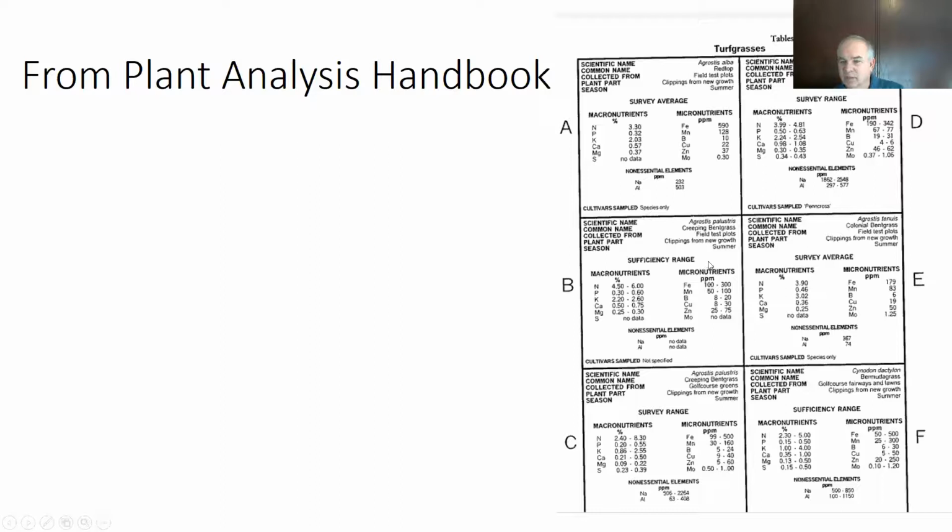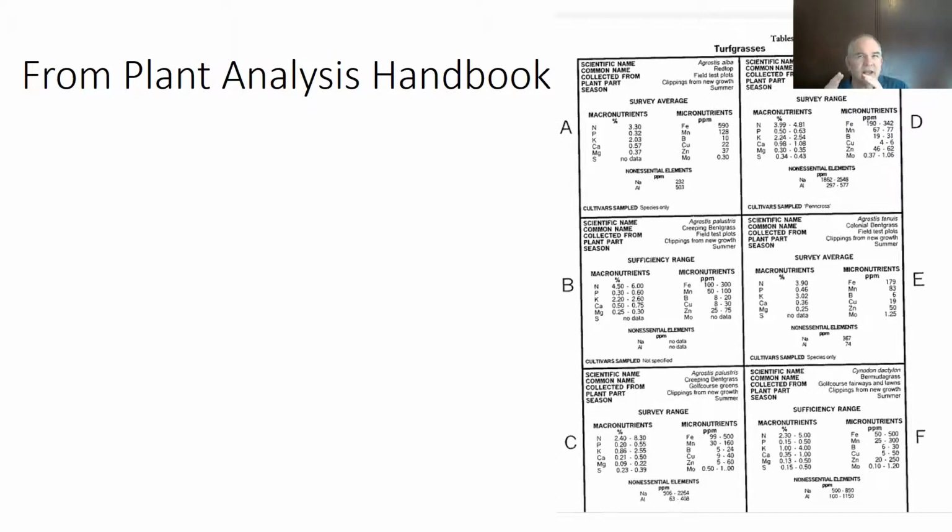If you go to this next one, this is a creeping bent grass in B, and you'll notice they actually give us a range. In this particular group of plants, it was between 4.5% and 6% nitrogen. So if I did a plant tissue test and I was at 4.55% nitrogen, I'm probably okay. If I'm at 4.45, I'm below the range. Does that mean I'm deficient? Maybe not. The further I go below that, the more likely I am to be deficient. If I'm down at 2% nitrogen, for example, there's a pretty good chance I'm deficient.